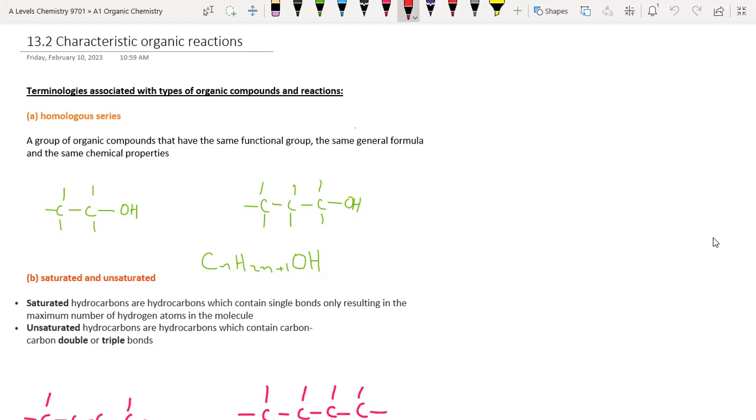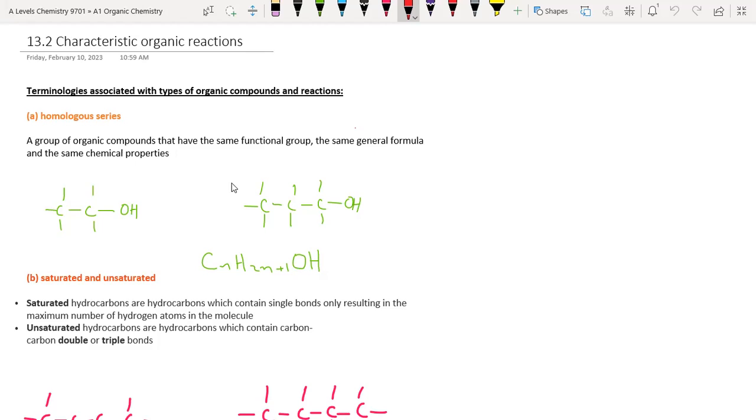Homologous series is a group of organic compounds that have the same functional group or same general formula and same chemical properties. In other words, a family of organic compounds having the same functional group is called a homologous series.